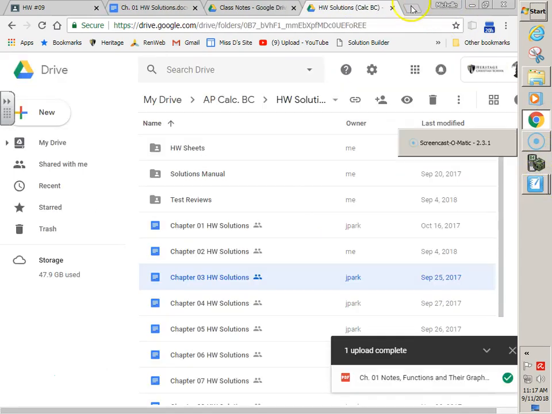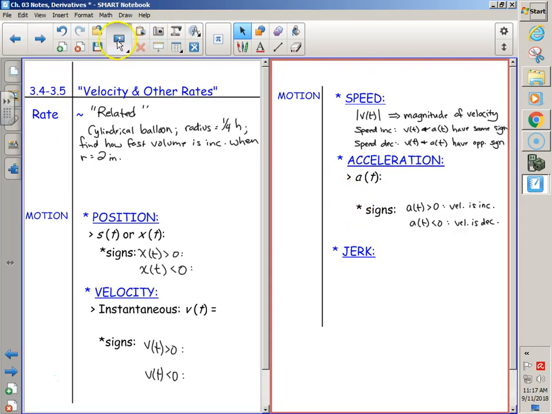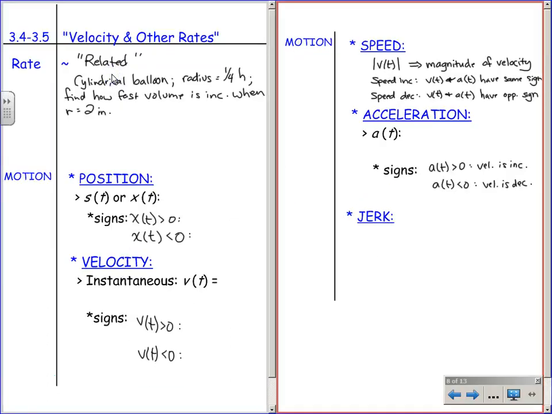What do we need to talk about? Why my computer is frozen. Okay. Kiddos, the very first problem. Related rates. Cylindrical balloon. Radius is 1/4 h. Find how fast the volume is increasing when r equals 2 inches.